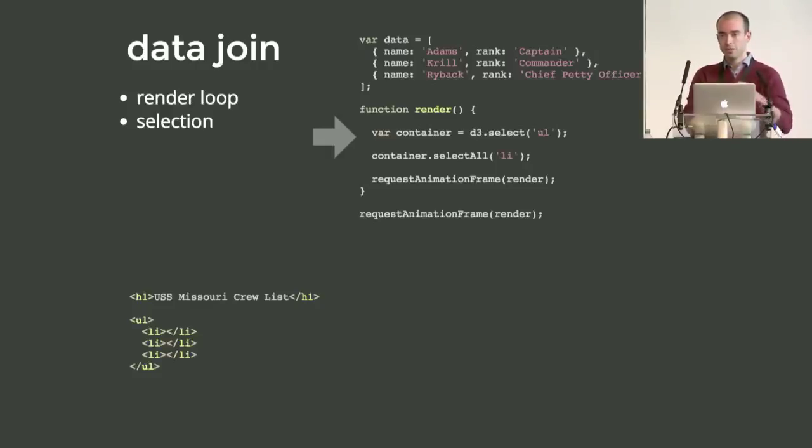So first off, we do a selection. Data join is always built around a parent element. And then we select the nodes within that parent element.